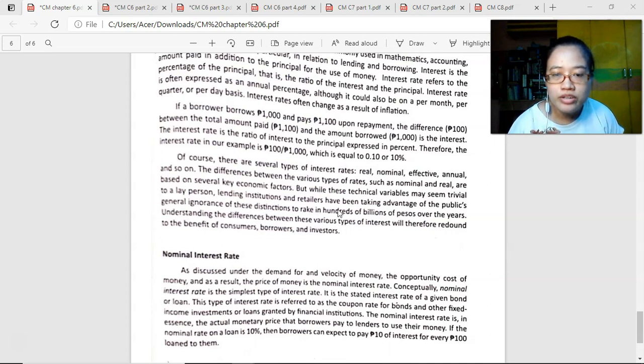Lending institutions and retailers have been taking advantage of the public's general ignorance of these distinctions to rake in hundreds of billions of pesos over the years. Understanding the differences between these various types of interest will therefore redound to the benefit of consumers, borrowers, and investors.